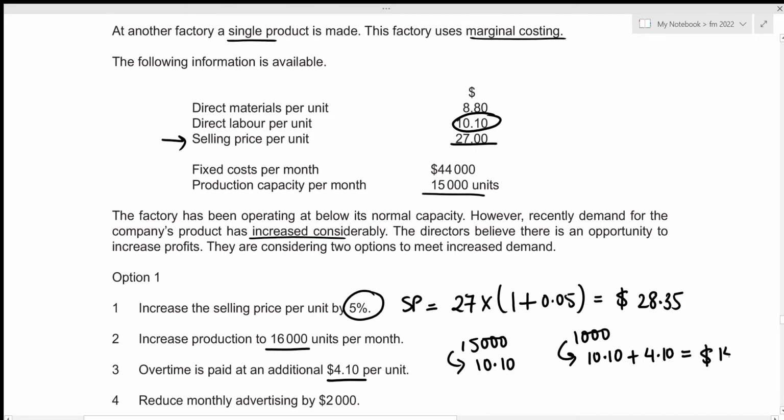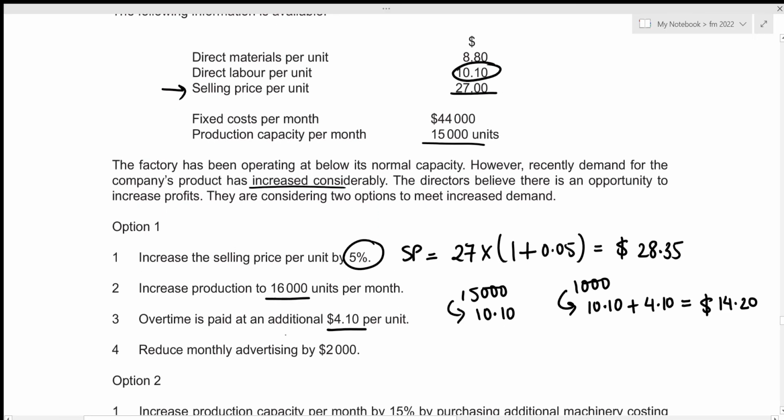So that's plus 4.10, which results in the new direct labor for the extra units to be 10.10 plus 4.10, which is 14.20. Okay. Then we need to reduce the monthly advertising by 2,000, which means that the fixed overheads will be reduced. So fixed cost previously was 44,000. So now we reduce it by 2,000, minus 2,000, which results in our new fixed cost to have the value of 42,000.